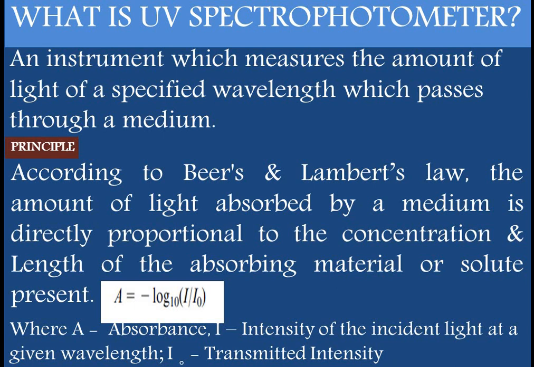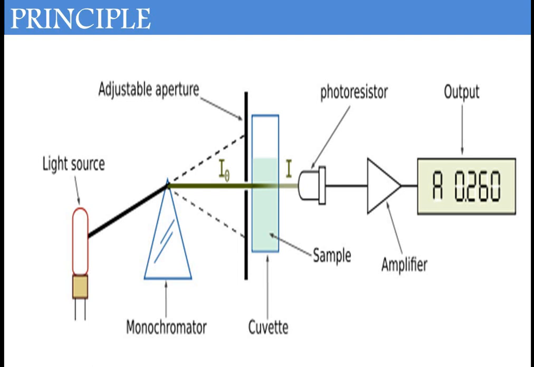The principle of UV spectrophotometer is, according to Beer-Lambert's law, the amount of light absorbed by a medium is directly proportional to the concentration and the length of the absorbing material or solute present. So it is calculated as per the formula given here, where A is absorbance, I is the intensity of the incident light at a given wavelength, and I0 is the transmitted intensity. So here I can explain to you how the principle works.